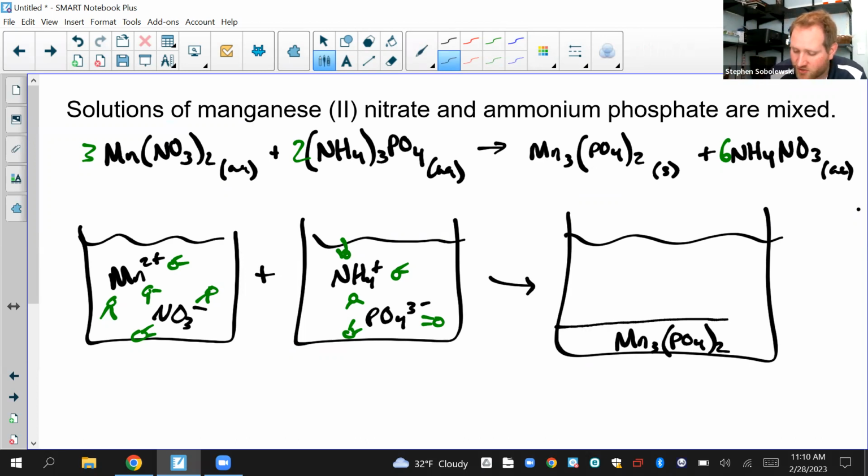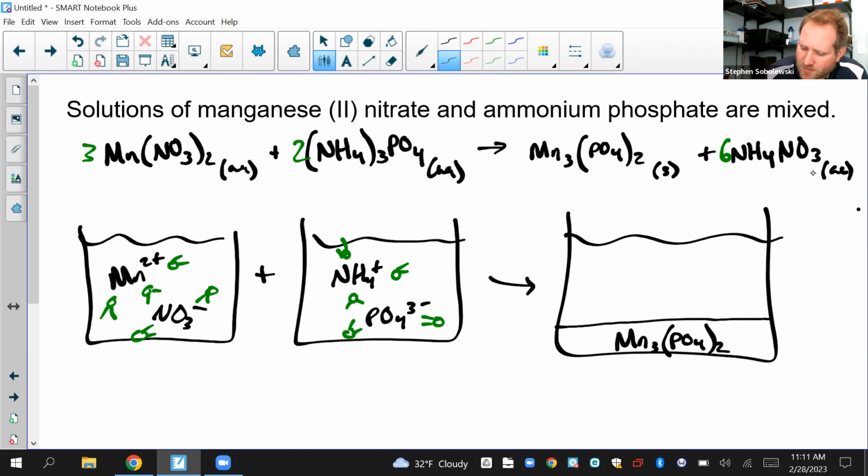I like to draw the line there just to drive the point home that it literally settles out in a layer. And if you did this reaction in real life, initially you'd see a puff of cloudy color, but given enough time, it would settle out and you would literally see a line at the bottom of your solid product. And if you were to Google manganese 2-phosphate right now and go to images, that's what you would see forming.